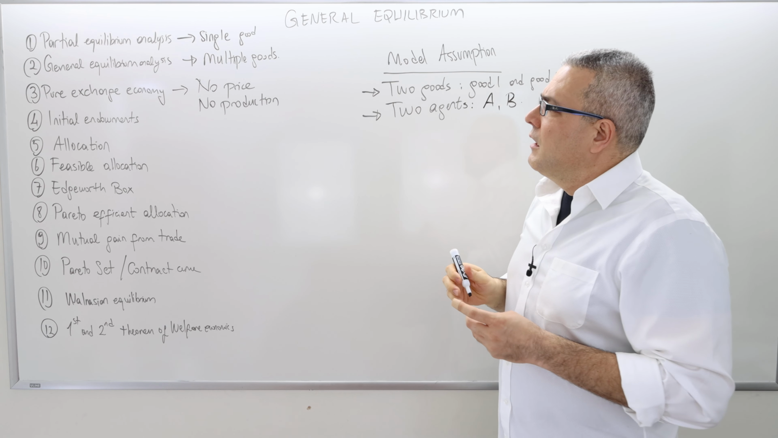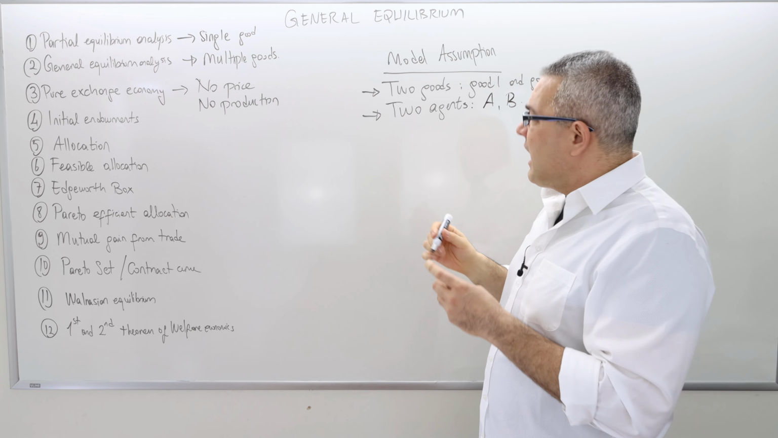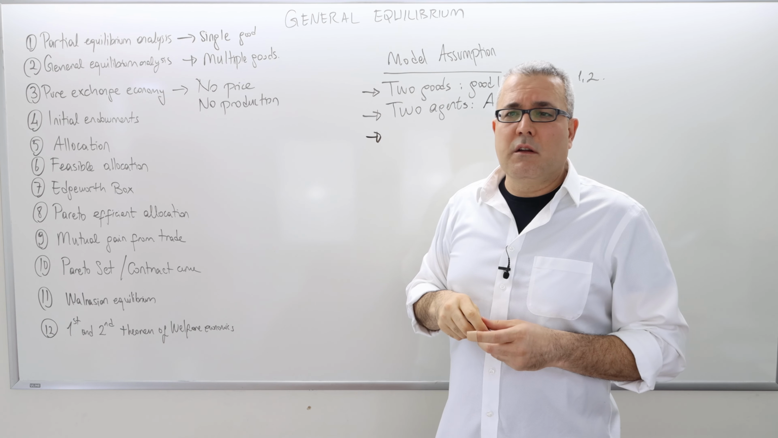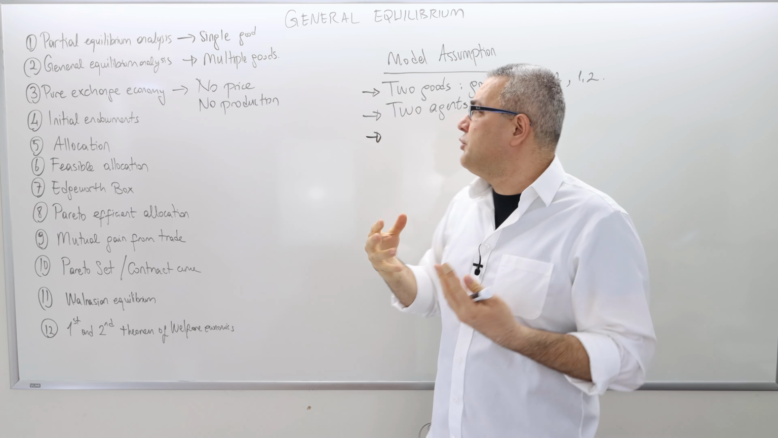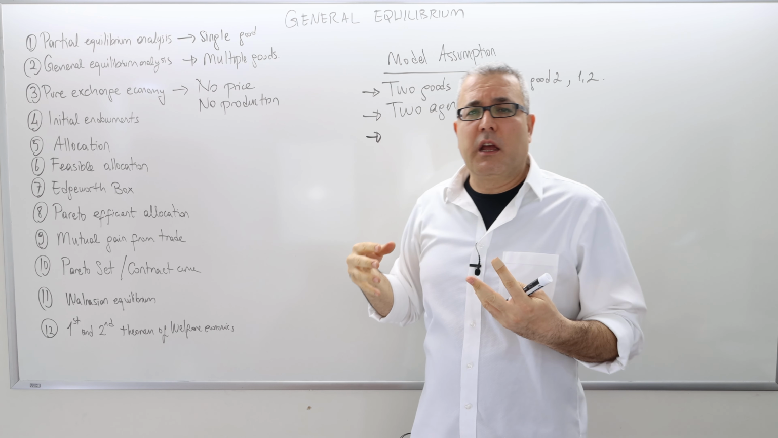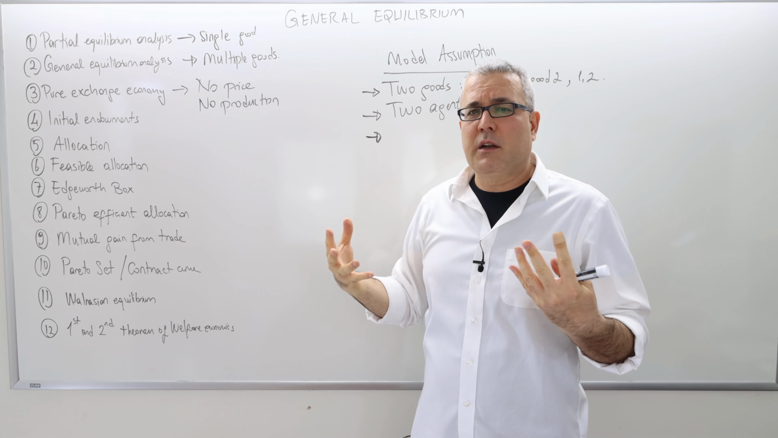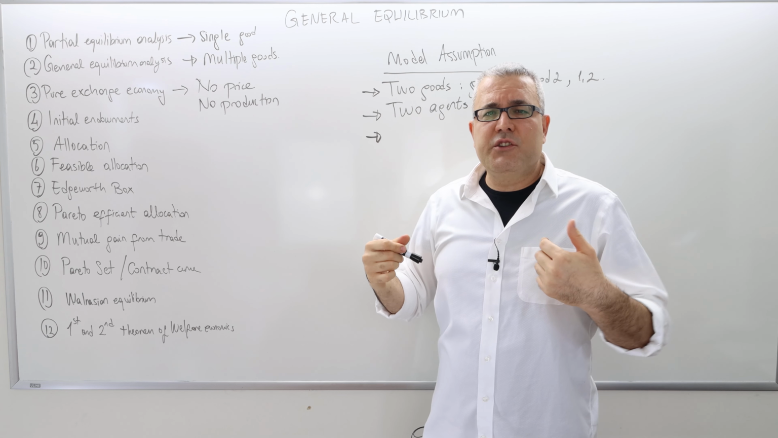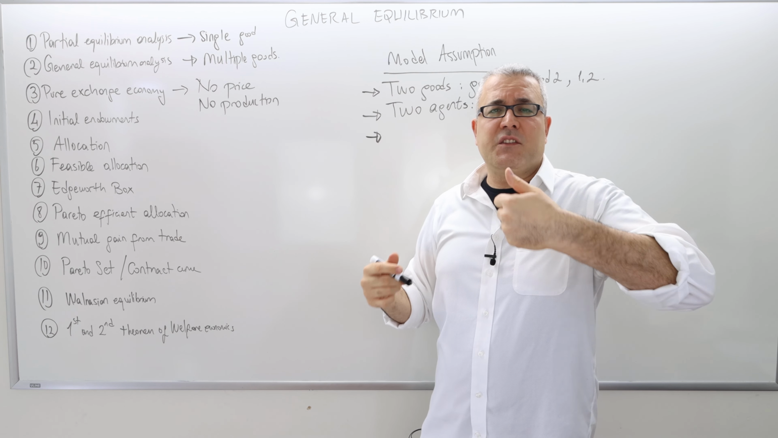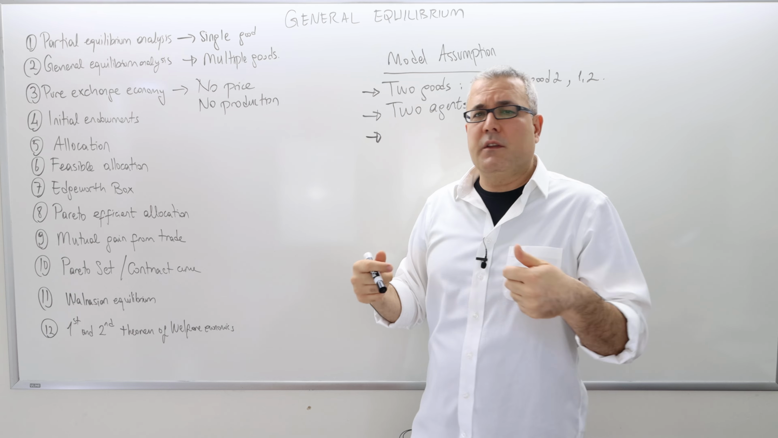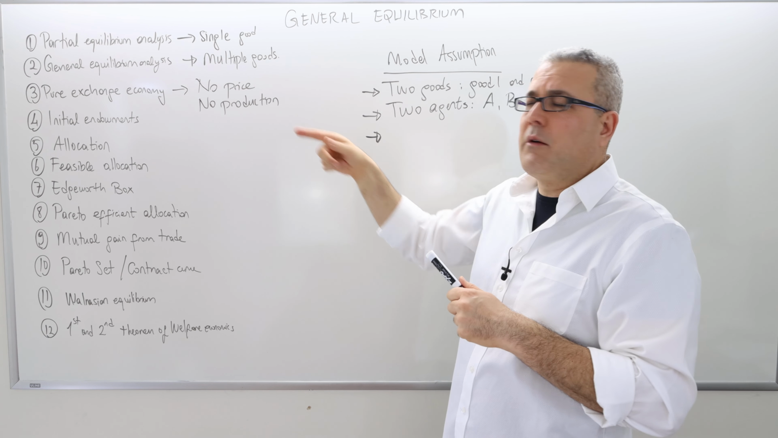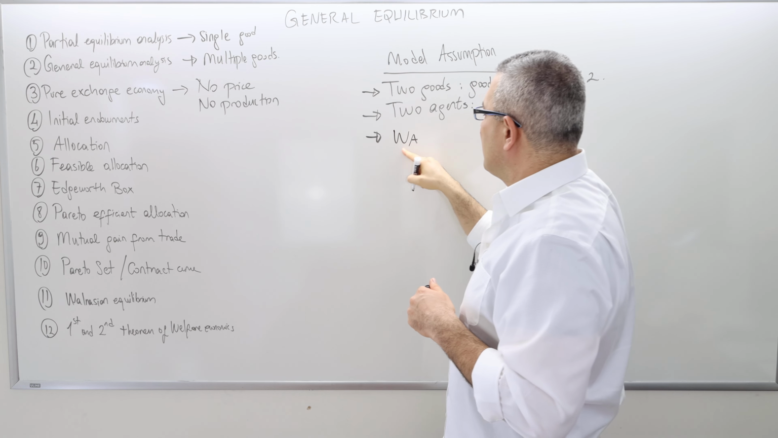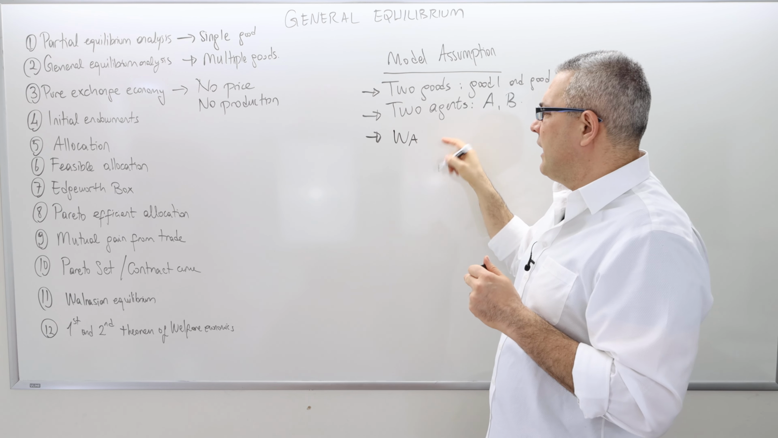There's no production, but they're going to consume some goods. So where are those goods coming from? Are they falling from the sky? What we assume is that each agent brings a basket of goods to the market, and we call them initial endowments. Initially, agent A is going to bring some good 1 and some good 2.